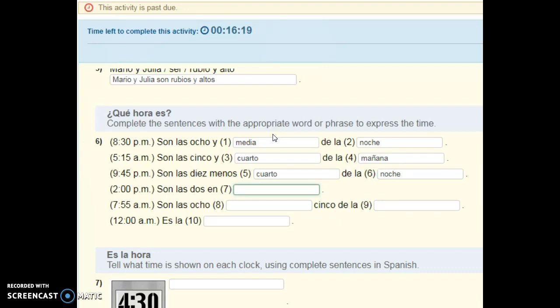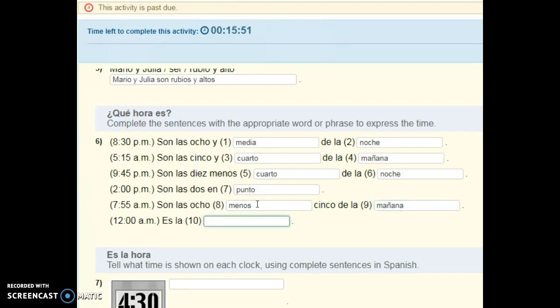Son las 2 en, and a lot of people want to put en la tarde, but we say de la tarde. So en is asking for a different phrase. It's 2 o'clock on the dot, 2 o'clock straight up. We're going to say son las 2 en punto. Son las 8. So we need to figure out what word is going to give us the relation between 8 and 5 in this time. It's going to be son las 8 menos 5 de la mañana.